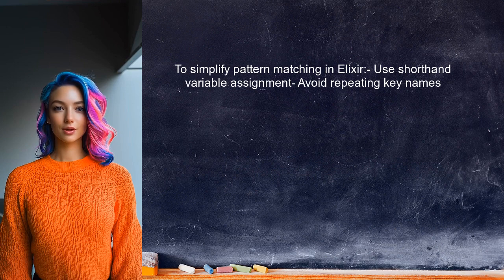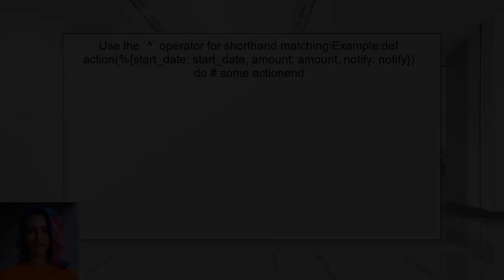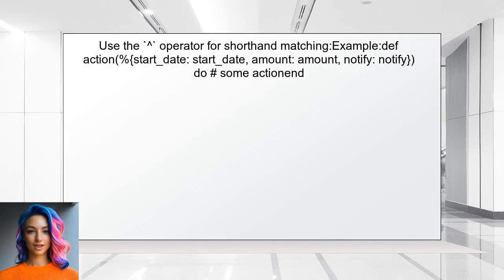To simplify pattern matching in Elixir, the user can utilize the special syntax that allows for shorthand variable assignment. This means that instead of repeating the key names, they can use the same name for both the key and the variable. The user can achieve this by using the syntax with the squared operator. This operator allows the user to match the keys in the map directly to the variables without needing to specify them again.